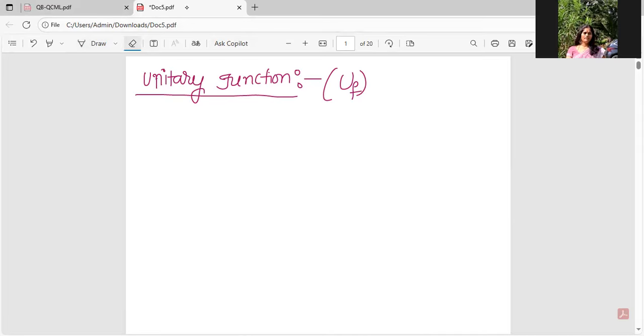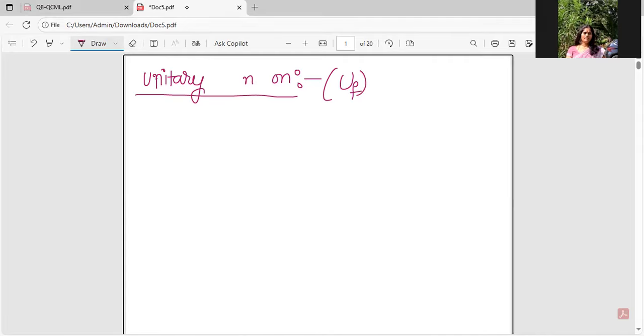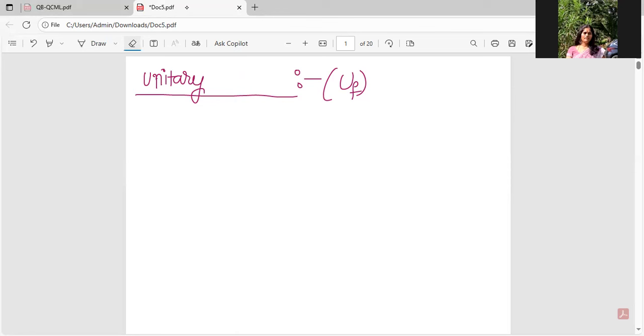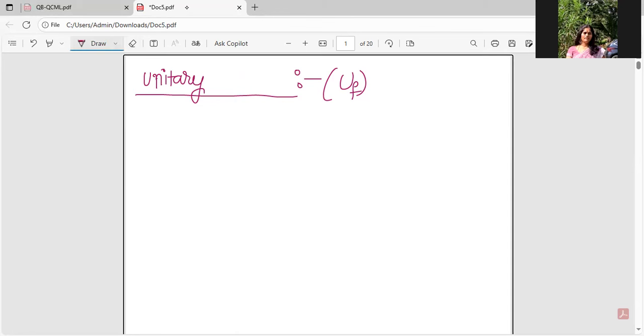Actually, instead of saying unitary function, I think it would be good if I say unitary operation. No, unitary function would be fine. Let's see the definition of it and how we apply it to different functions. Unitary operation.